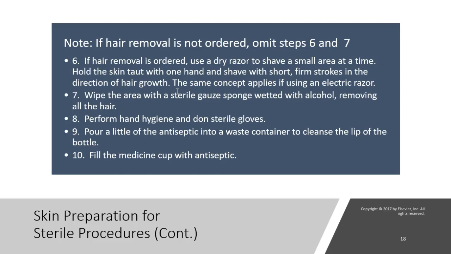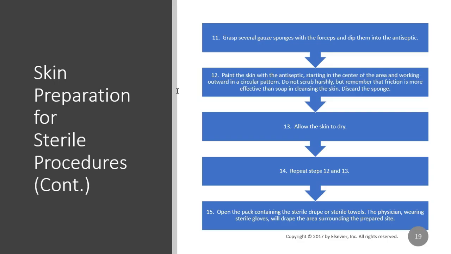Pour a little of the antiseptic into the waste container to clean the lip of the bottle. So you're going to just dump a small amount into the trash can, and then you're going to pour the medicine cup with the antiseptic. You're going to grasp several gauze sponges with the forceps and dip them into the antiseptic.